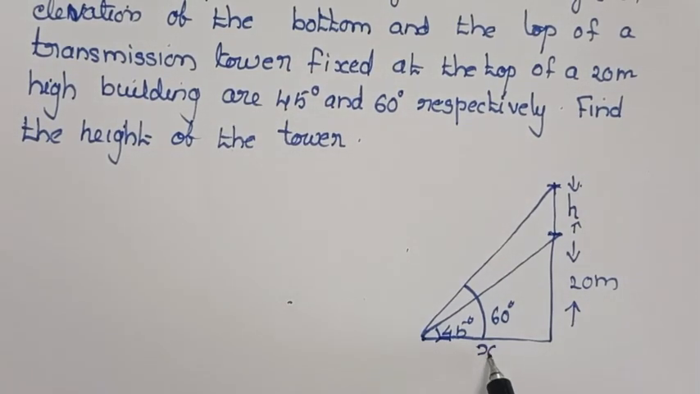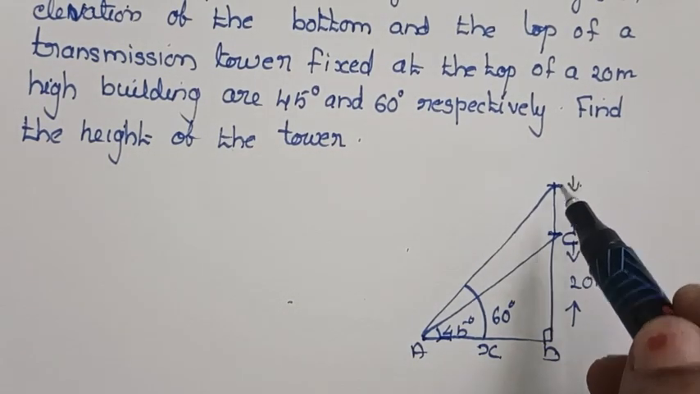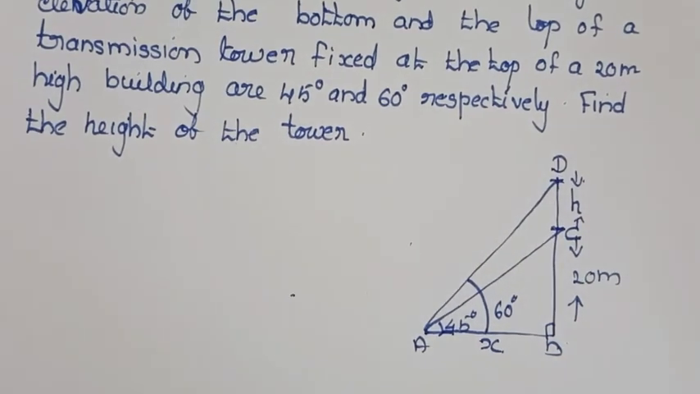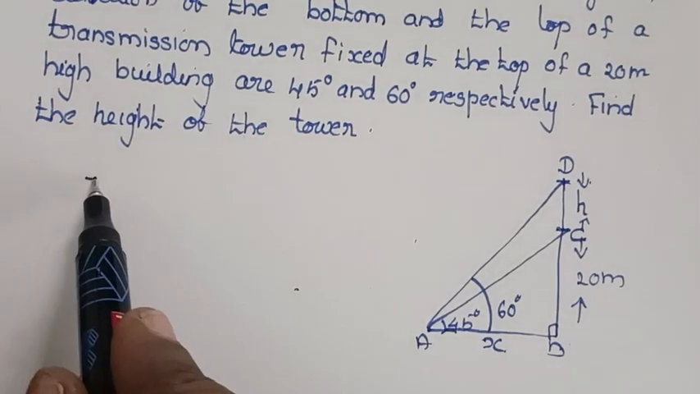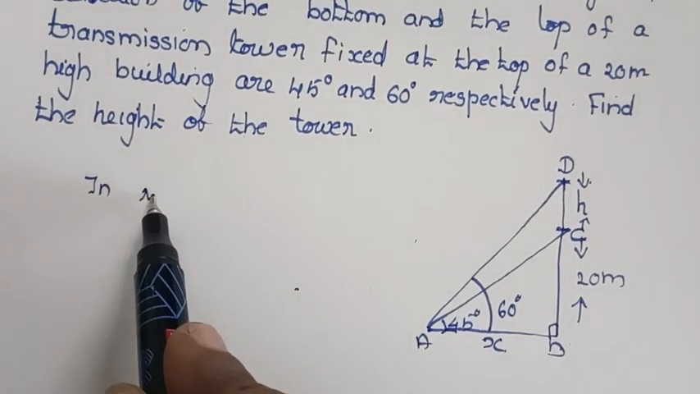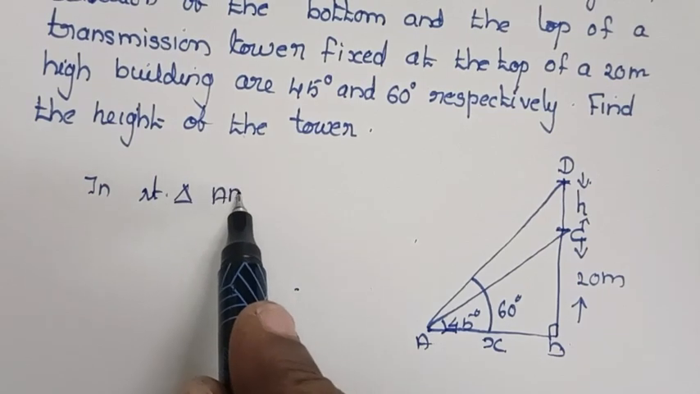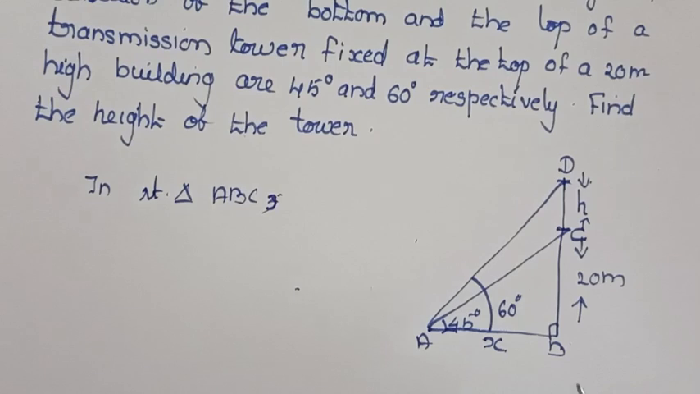We can take this distance as x. Take the triangles as ABC. Two right triangles, ABC and ABD. We can take the first right triangle, that is ABC. In right triangle ABC, we have to connect the opposite side and adjacent side.